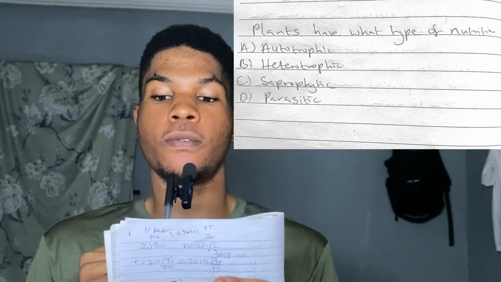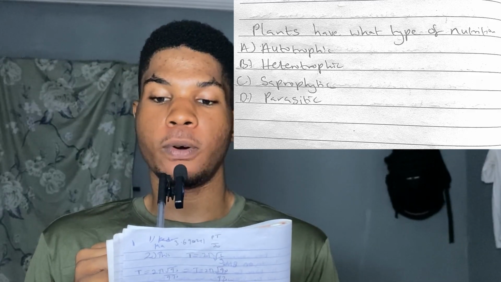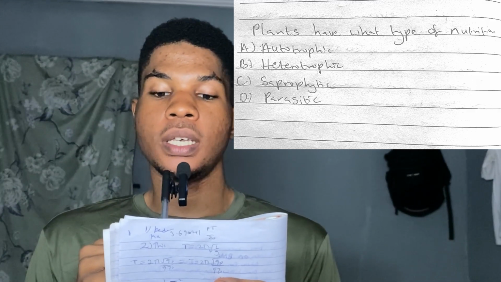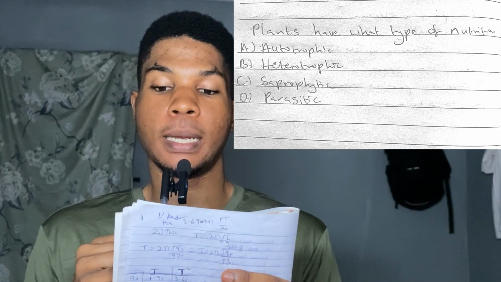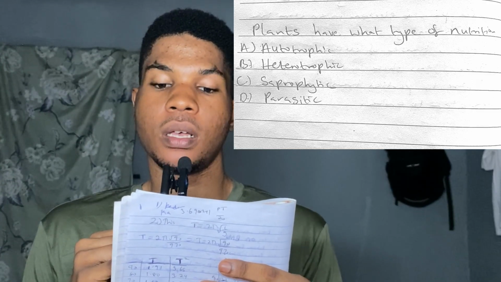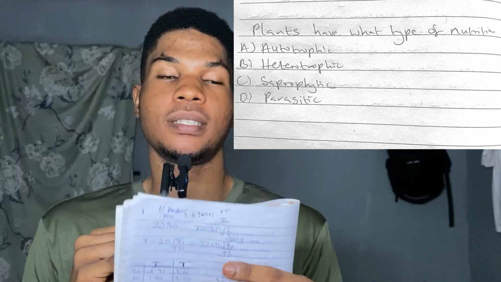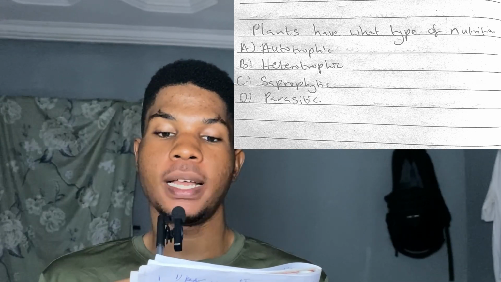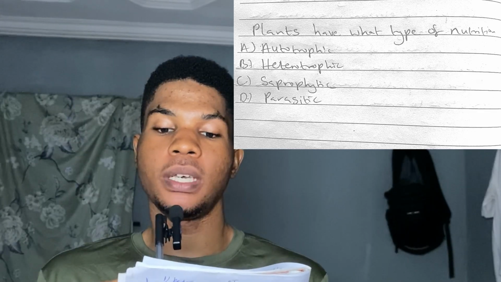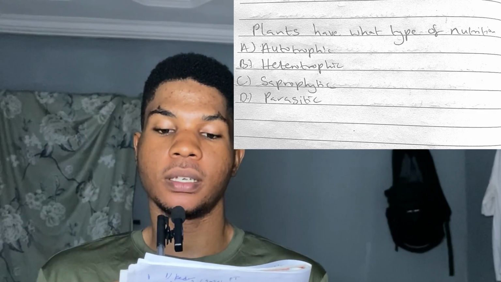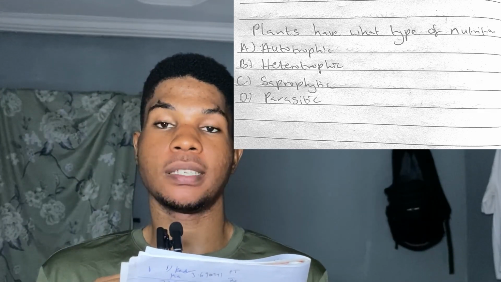So it says, plants have what type of nutrition? A, autotrophic, B, heterotrophic, C, saprophytic, D, parasitic. I'll read it again. Plants have what type of nutrition? A, autotrophic, B, heterotrophic, C, saprophytic, D, parasitic.